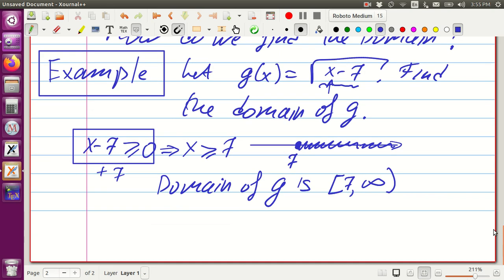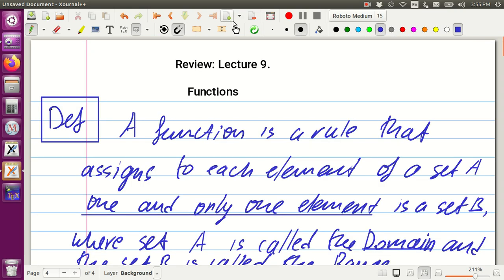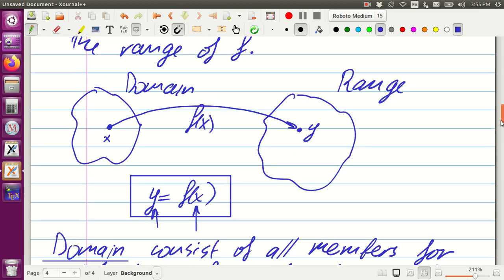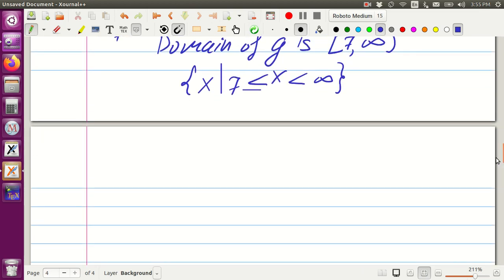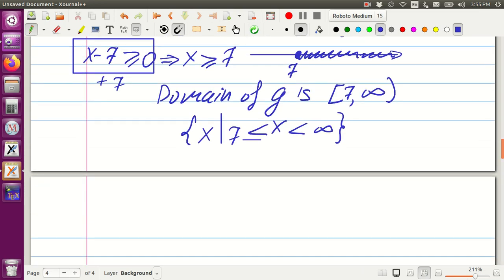But since the domain is a set, we should also be able to give it in set builder notation. So these are all the values of x such that x is greater than or equal to 7 and less than positive infinity. And this concludes this exercise. So we move on to the next one. In the next example, we have to find the domain for the following function.